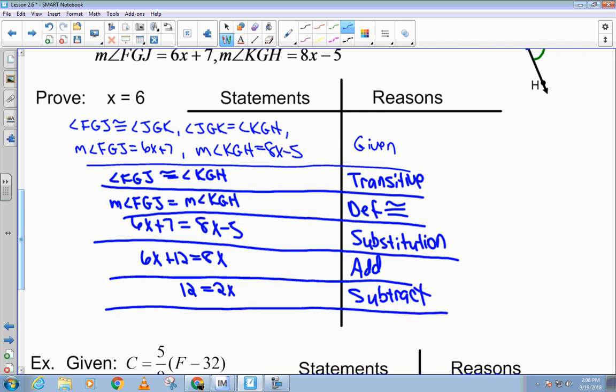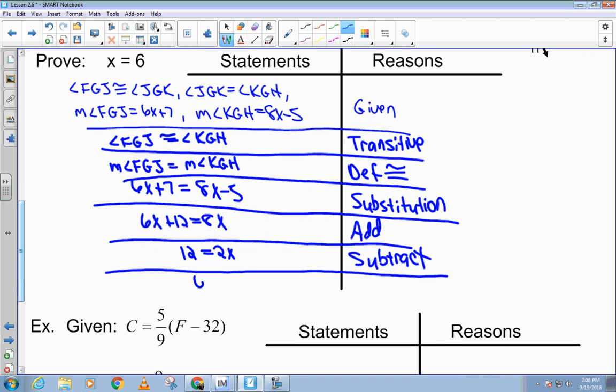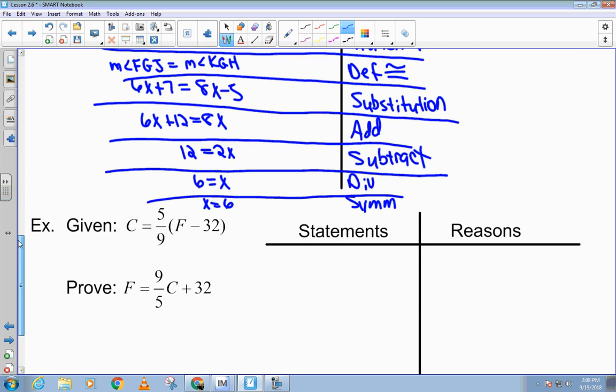Okay, then what? Divide, so that's 6 equals x, that's division. And then what? Use the symmetric property to flip it, right? Alright. And again, you could have solved your equation a little bit differently than what Samson decided to do. Alright.